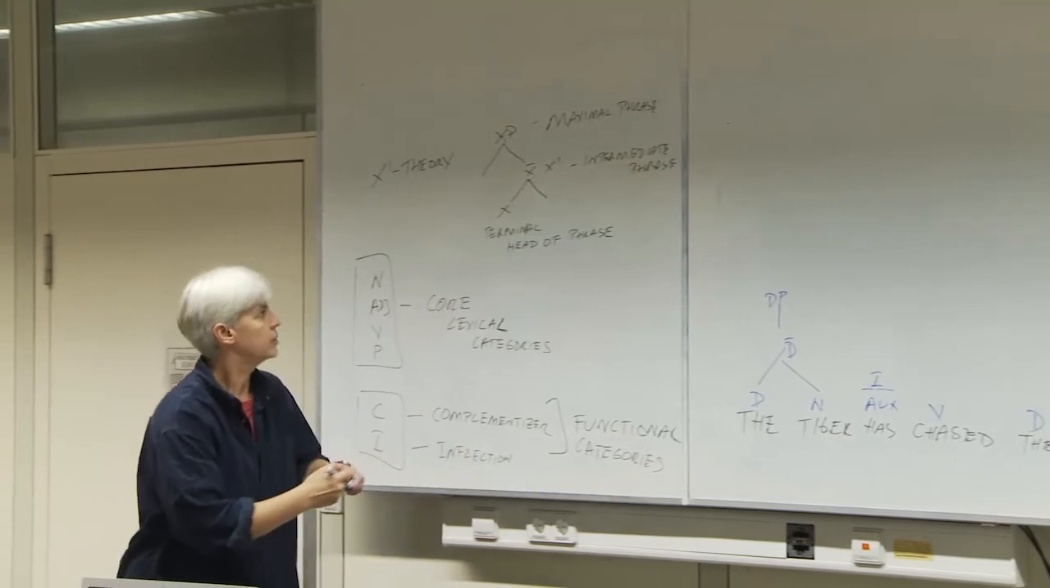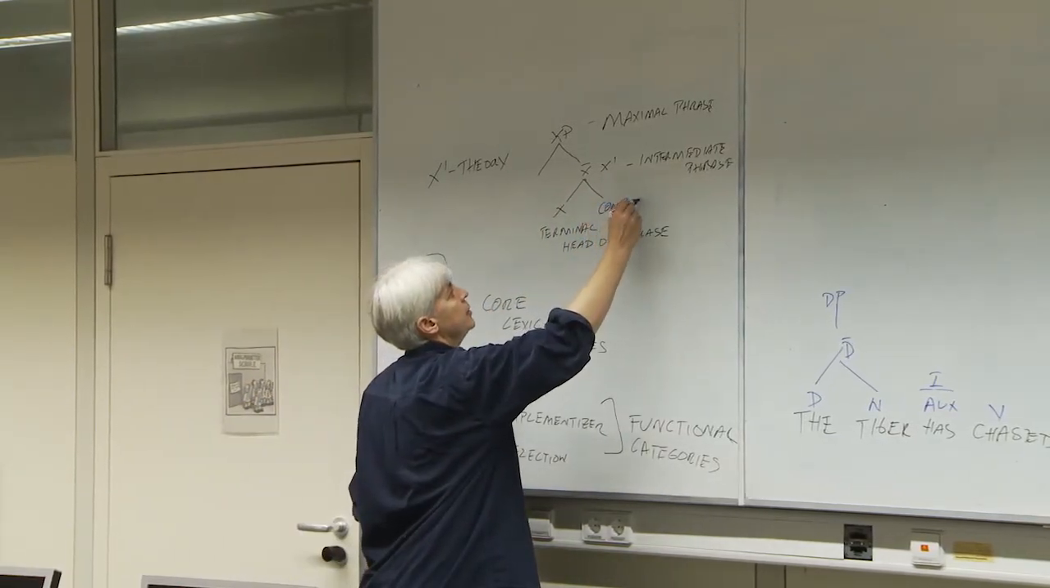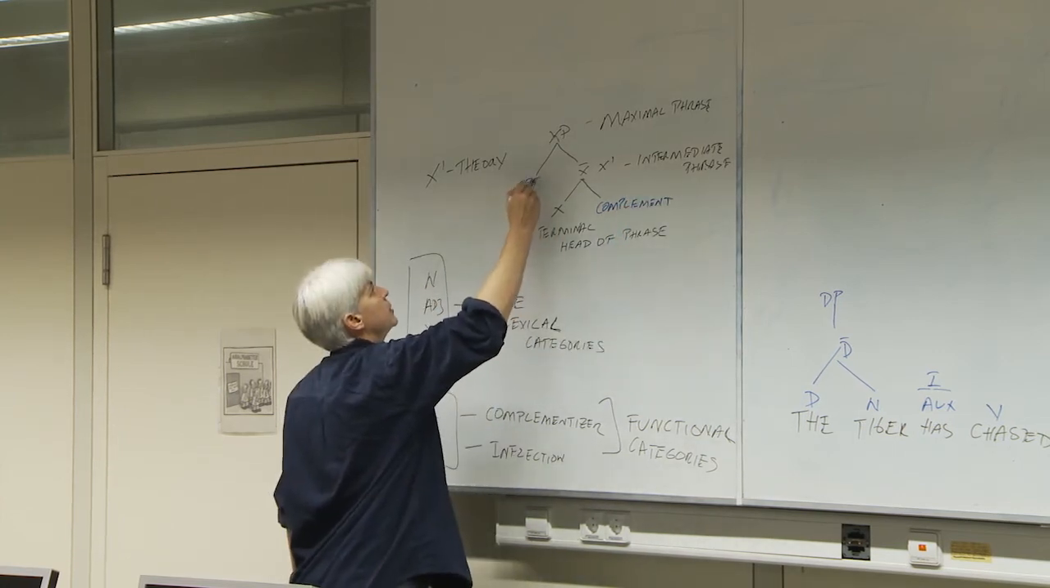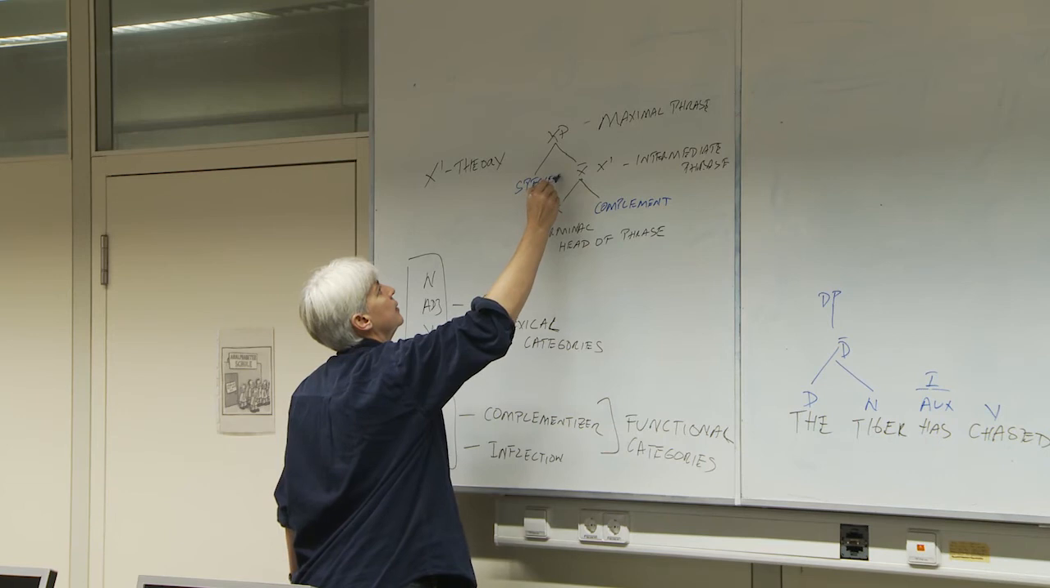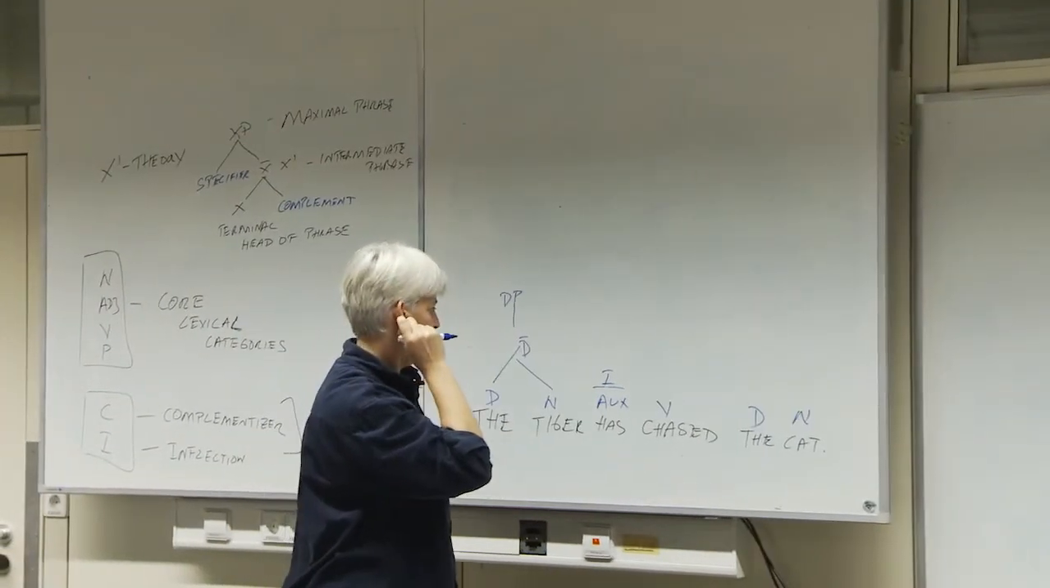So I should also say this. This position is generally the complement position, and this is the specifier position. And it's very easy to see how that works when you have a verb.